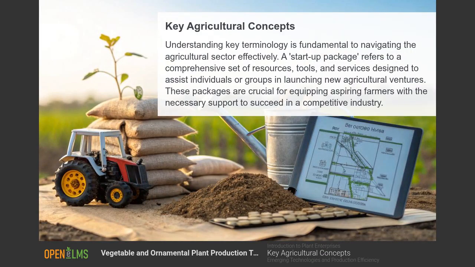Key agricultural concepts. Understanding key terminology is fundamental to navigating the agricultural sector effectively. A startup package refers to a comprehensive set of resources, tools, and services designed to assist individuals or groups in launching new agricultural ventures. These packages are crucial for equipping aspiring farmers with the necessary support to succeed in a competitive industry.